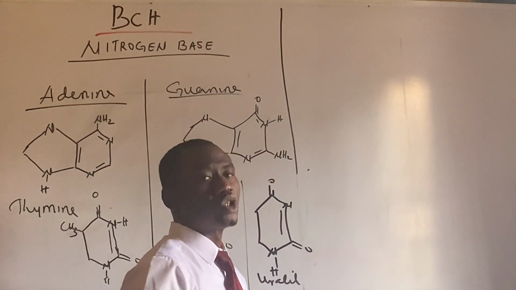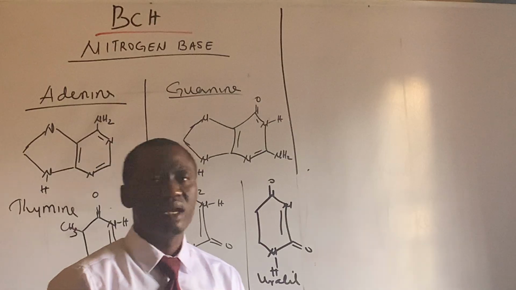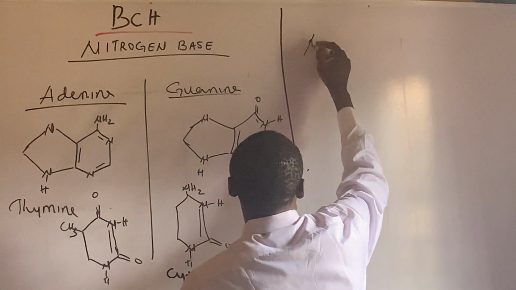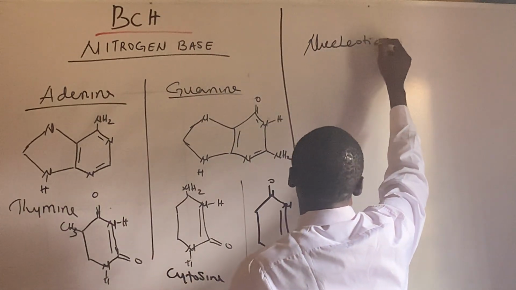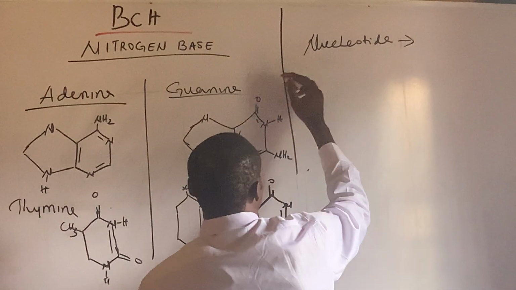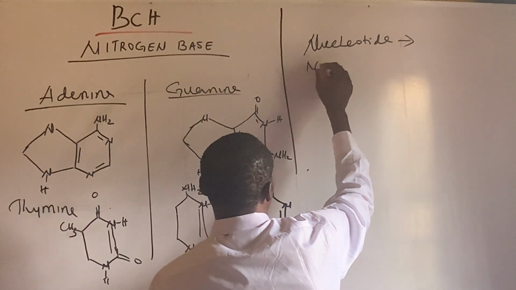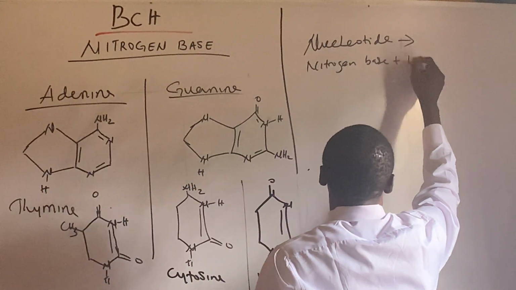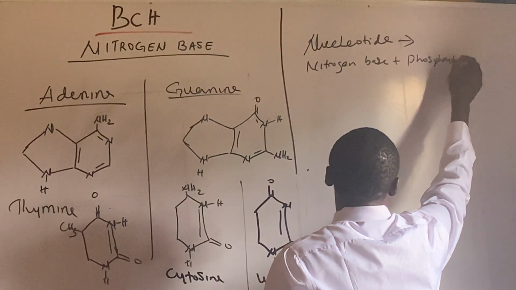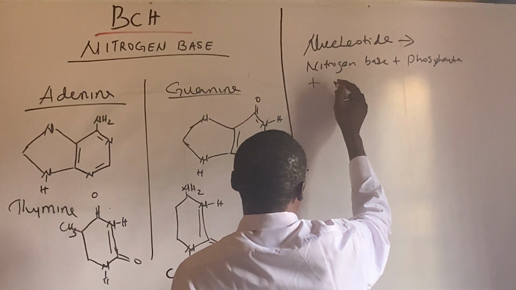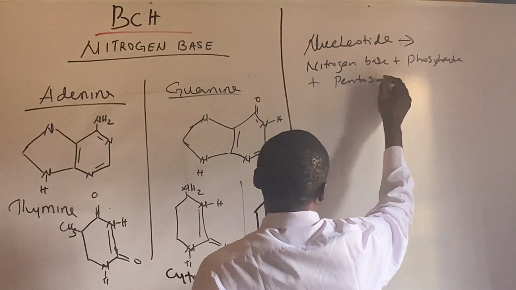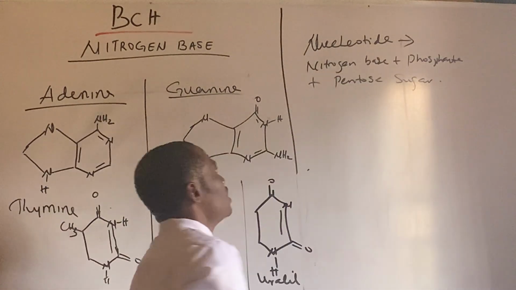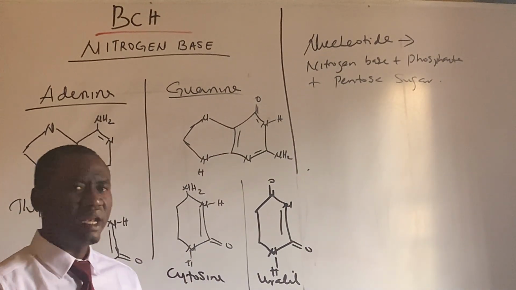All right, with this structure, we need to know that when you add a nitrogen base plus a phosphate group plus a pentose sugar, they're going to form a nucleotide, which is used to form the DNA. So the nucleotide contains the nitrogen base plus phosphate group plus pentose sugar. So these are what form the DNA and the RNA.